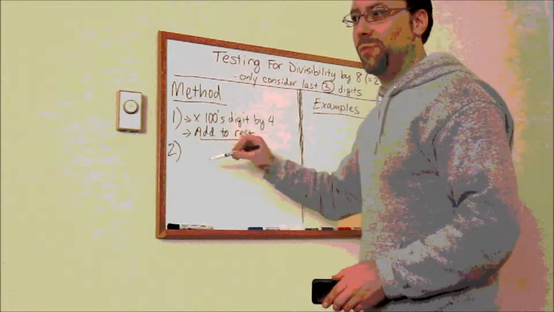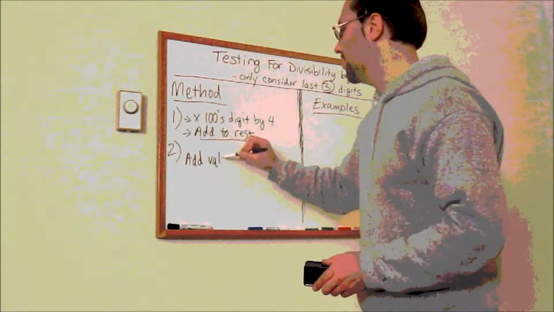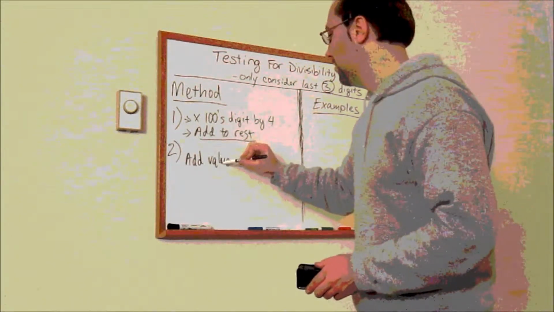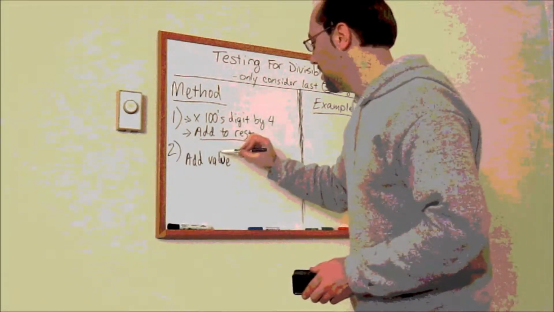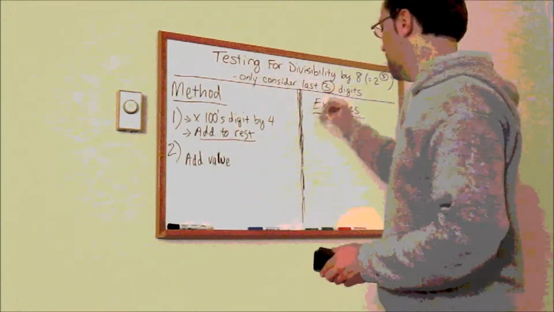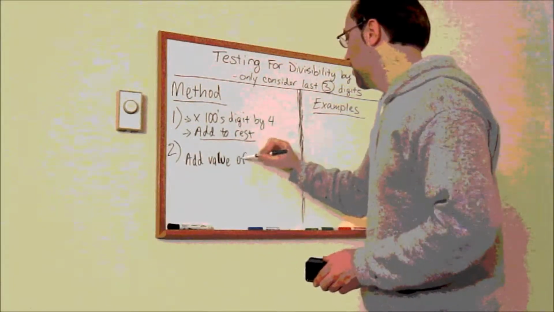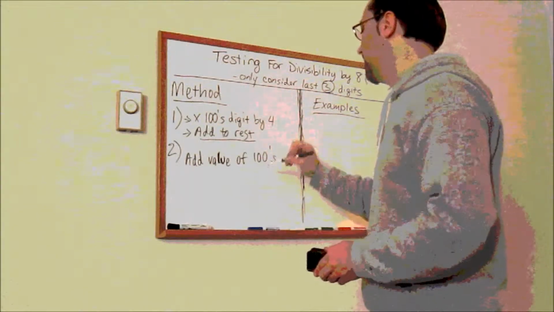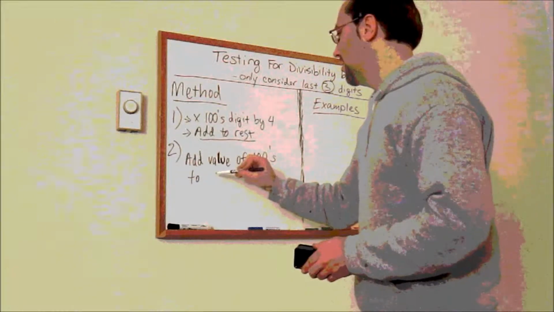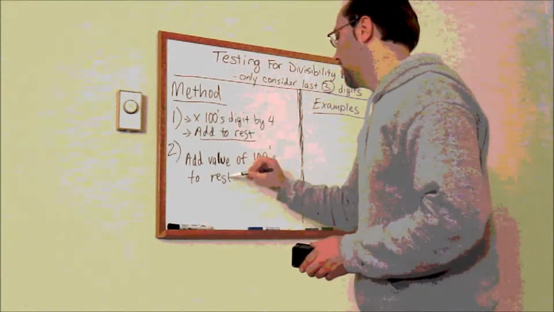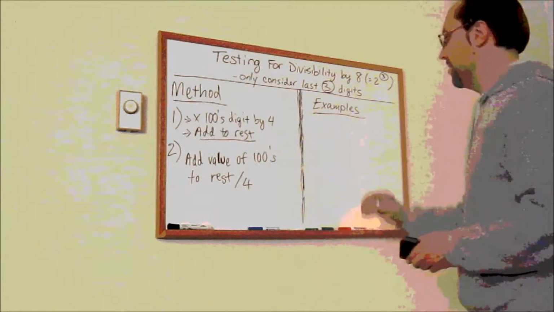This is one I came up with on my own. You add the value of the hundreds digit. This looks like a valve, and that looks like a Q. I did not ace handwriting or art, obviously. Add the value of the hundreds digit, so just the hundreds digit itself, not multiplied by 4, to the rest divided by 4. So here's what I mean.